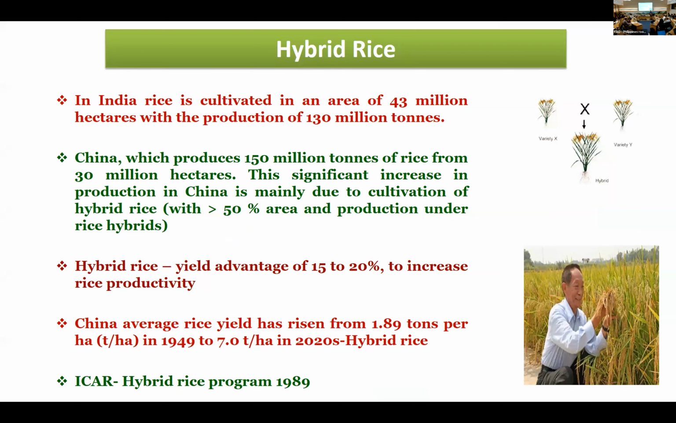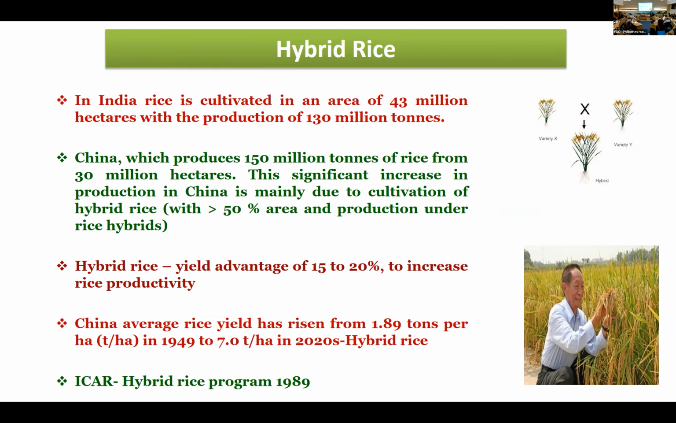In this, hybrid rice is one of the key technologies. It can produce 10 to 15, even 20% more rice by cultivating hybrid rice. If you take China, they have only 30 million hectares, but they produce 150 million tons of rice. That is only because of adopting hybrid rice. They cultivate hybrid rice on more than 50% of the area.